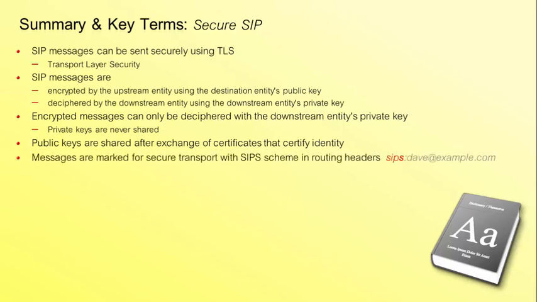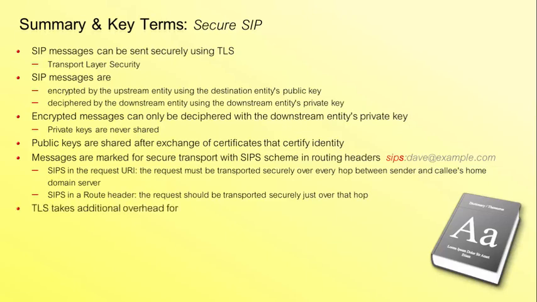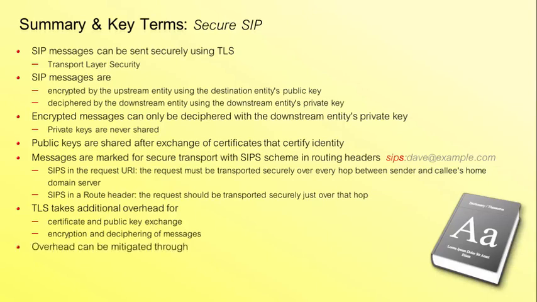Messages are marked for secure transport with the SIPS scheme in the routing headers. SIPS in the request URI denotes the request must be transported securely over every hop between the sender and the callee's home domain server. SIPS in a route header, on the other hand, denotes the request should be transported securely just over that hop. Remember, TLS needs additional overhead for certificate and public key exchange, and then for the encryption and deciphering of messages. The overhead can be mitigated, though, through hardware acceleration and always-on TLS connections.